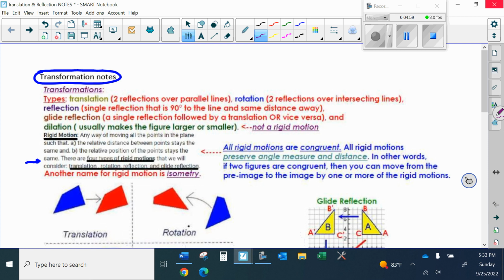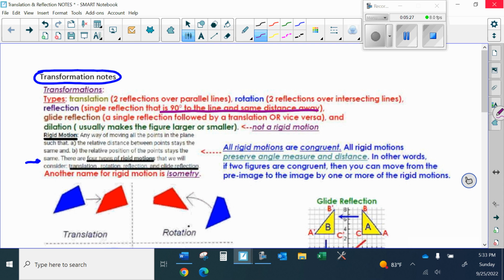All right, so here, sort of scrunched together, you see the types. Translations: two reflections over parallel lines. You just wrote that down. Rotation: two reflections over intersecting lines. You just wrote that down. Reflection is a single reflection, and all reflections are at 90 degrees to the line and the same distance away, no matter what kind of reflection you're doing. Glide reflection is a single reflection followed by a translation, as I told you, or vice versa. You can have the translation first and then the single reflection.